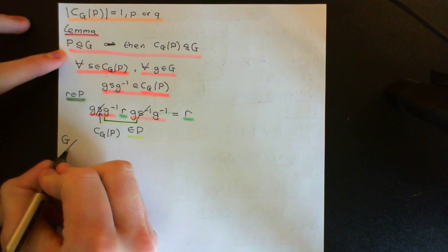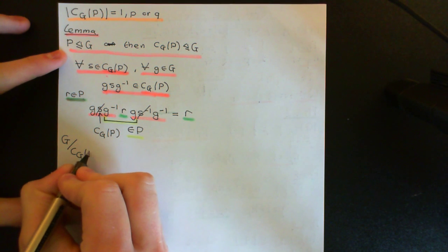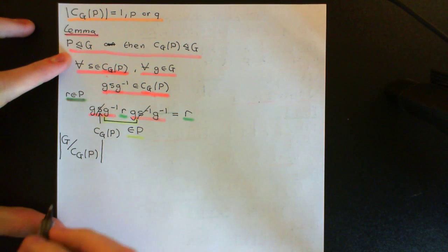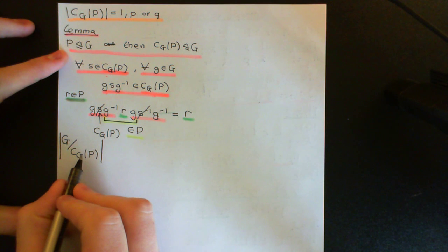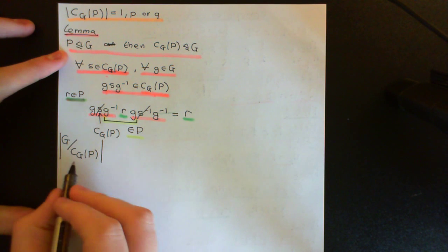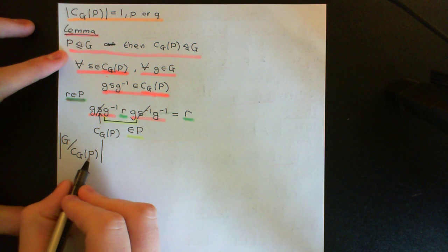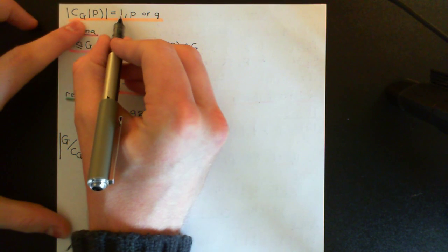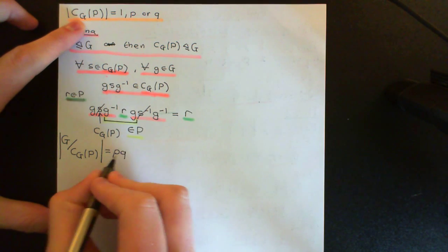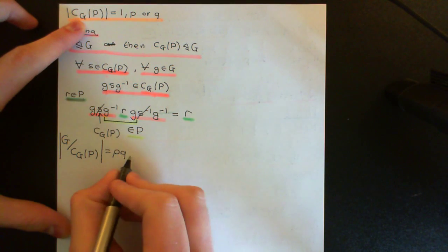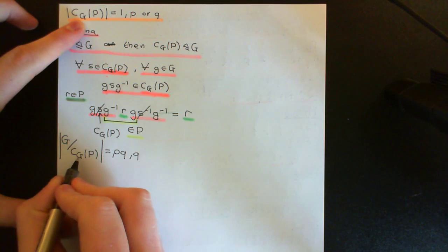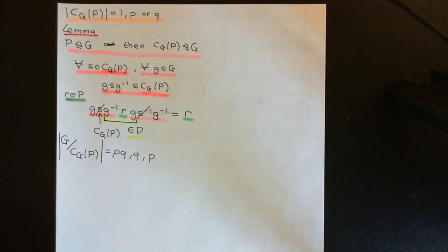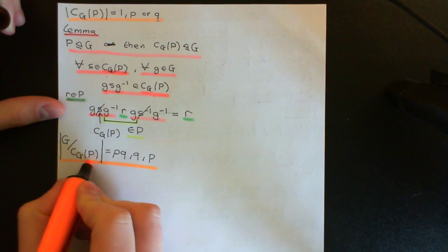So what we can now do is take G and quotient it out by the centralizer of P in G. We can form this quotient group, and the first thing to say is what is going to be the order of this quotient group? Well, of course, it's going to be the index of the centralizer of P in G. Now, the order of the centralizer of P in G was equal to 1, P or Q. So the index is just going to be the order of G divided by these possibilities. It will either equal P times Q if the order of the centralizer was 1, or it will equal Q if the order of the centralizer was P, or it will equal P if the order of the centralizer was Q. Those are the possibilities for the order of the quotient group that we've ended up with here.